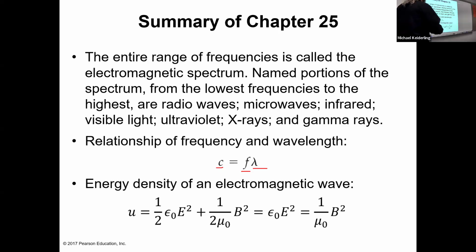The energy density of an electromagnetic wave is 1/2 epsilon naught times the electric field squared plus 1/2 mu naught times the magnetic field squared. And it turns out that these components have the same energy, so it ends up being epsilon naught times the electric field squared, or 1/mu naught times the magnetic field squared.